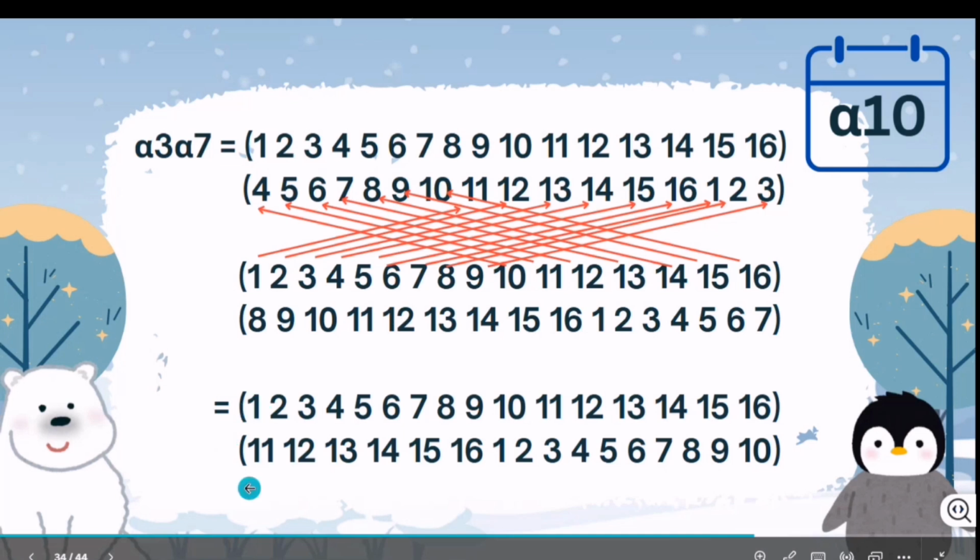For the next one, we have alpha sub 3 and alpha sub 7, which is equal to alpha sub 10, 1 to 11, 2 to 12, 3 to 13, 4 to 14, 5 to 15, 6 to 16, 7 to 1, 8 to 2, 9 to 3, 10 to 4, 11 to 5, 12 to 6, 13 to 7, 14 to 8, 15 to 9, and 16 to 10.